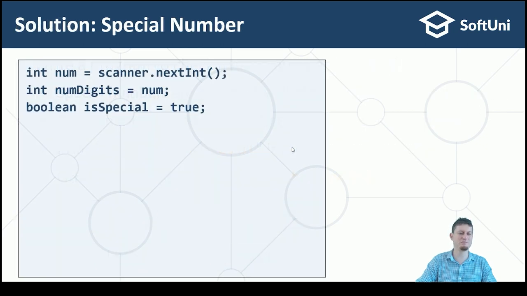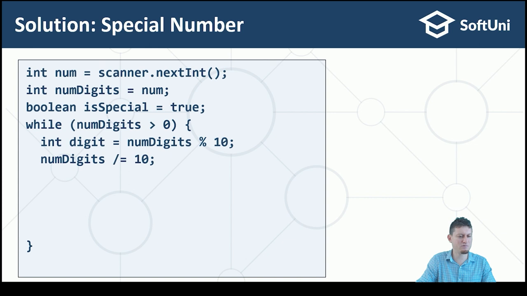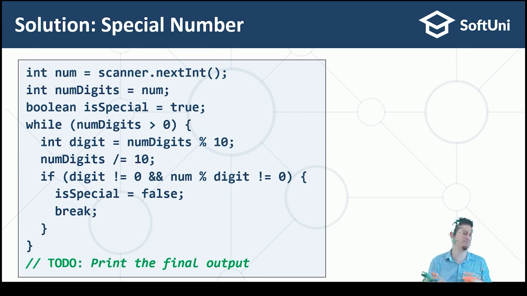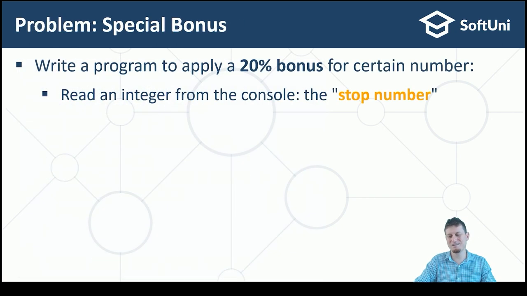Okay, we are done with this problem and let's see what we had in mind before the start of this lesson. We read the number, we remember the number in a separate copy called numDigits. We pass through the digits of the number, we extract the next digit and we check for each digit whether the digit divides this number or not. And finally we print the final output. It's essentially the same solution which I have already implemented for you. So let's go with the next problem.